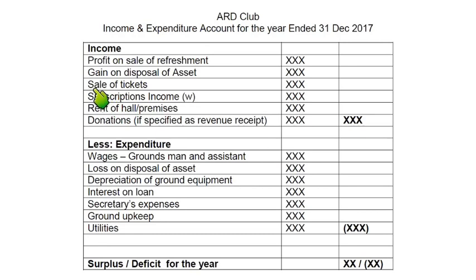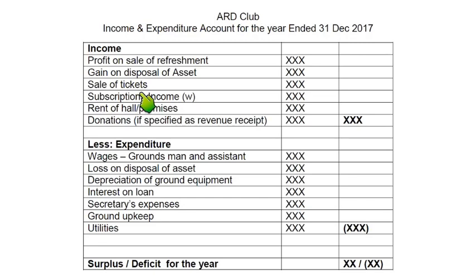Then we have other incomes such as sale of tickets. Now what is this? Sometimes a charity or club needs to raise finance in order to run its operations. The finance can be raised in any number of ways, one of which is arranging a seminar, exhibition, concert, competition, quiz or a match in order to attract the public, sell tickets and raise finance. So sale of tickets is basically an income, whether it is a concert or a sports event.